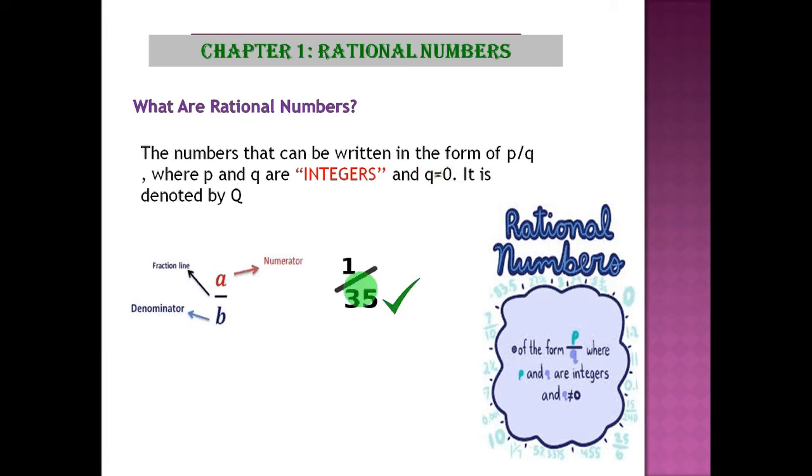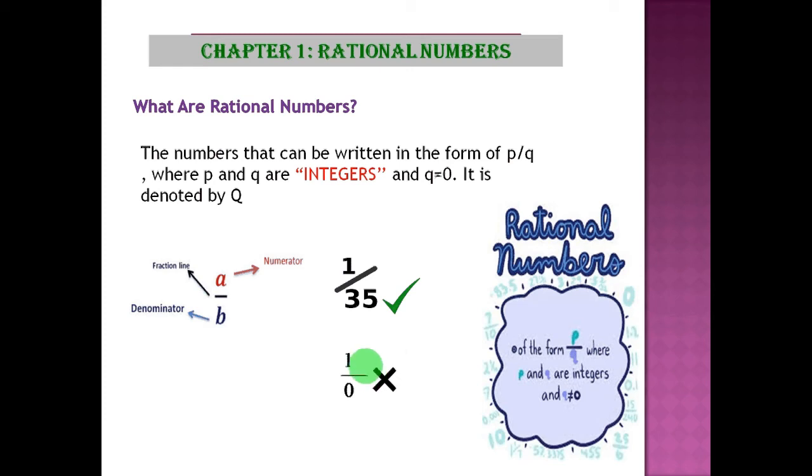So this is a rational number. In the numerator we have an integer, in the denominator we also have an integer. This is P by Q form. So this is correct. We have to write the rational number like this: 1 upon 35 or 2 upon 6, minus 3 upon 7, like this. Any numbers you can write. This is just one example to show you about this condition.